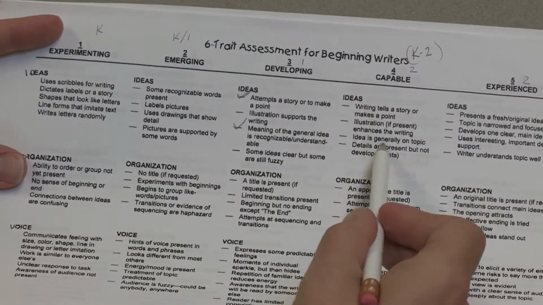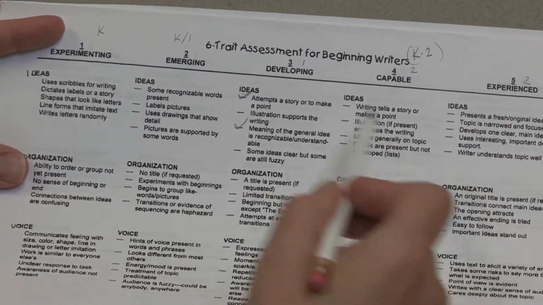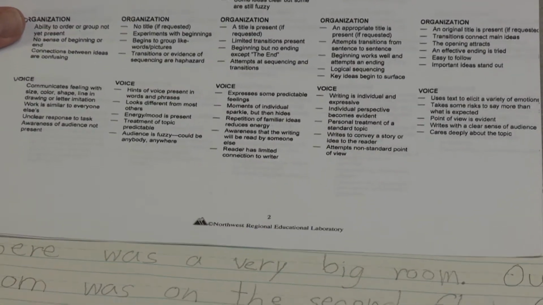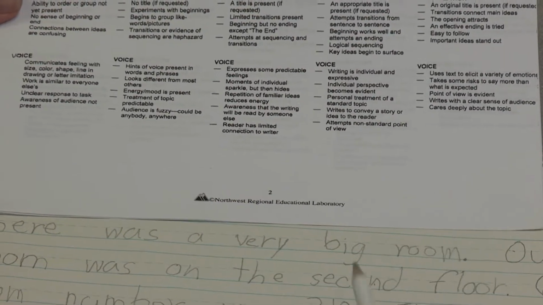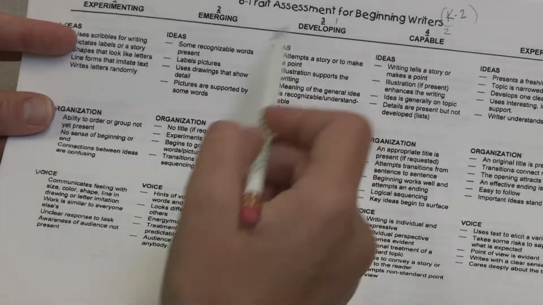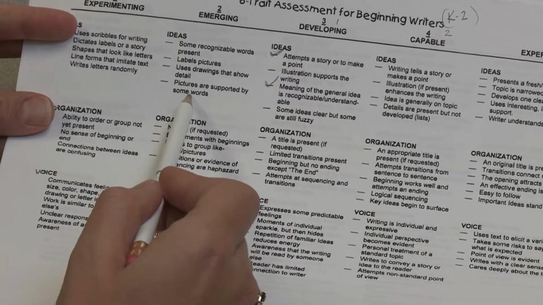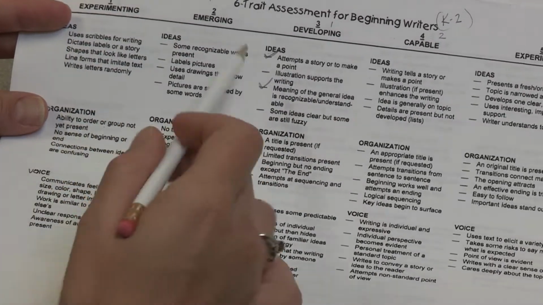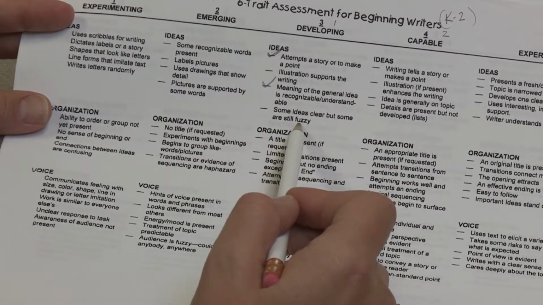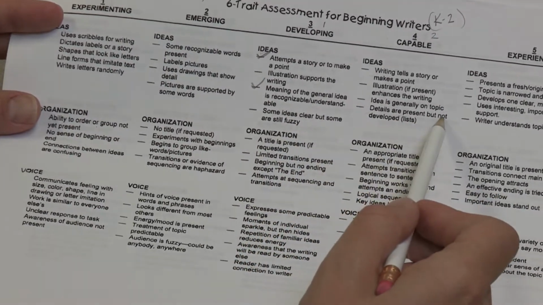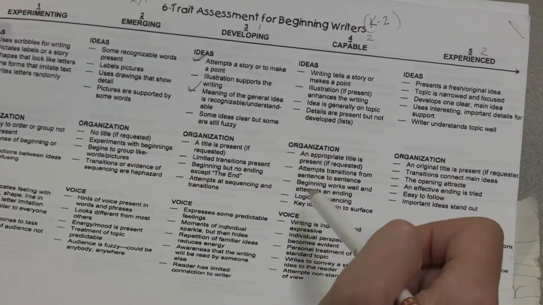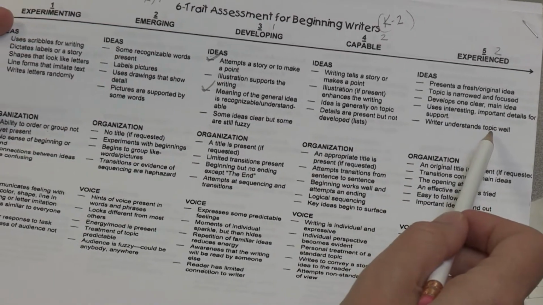Because his idea is not on topic. I understand what he's writing. He could possibly be talking about being at a summer camp where they went swimming, but there's some semblance of an idea. All right, so I'm going to go to the last one. This still talked about pictures and letters, so I can move on. So some ideas clear, but some are still fuzzy, or details are present but not developed, or a writer understands the topic well. He definitely does not have a 5.